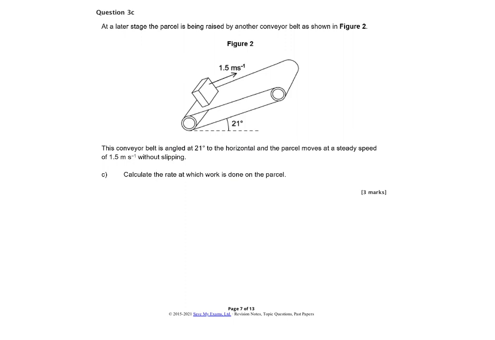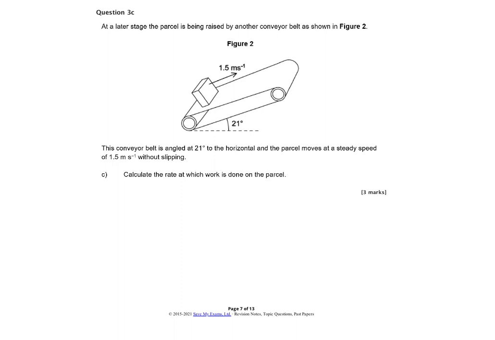Question 3c. At a later stage, the parcel is being raised by another conveyor belt as shown in figure 2. The conveyor belt is angled at 21 degrees to the horizontal and the parcel moves at a steady speed of 1.5 meters per second without slipping. Calculate the rate at which the work is done on the parcel. So when we're talking about work done, we are talking about energy per second. So we're going to presume this is all happening within 1 second.